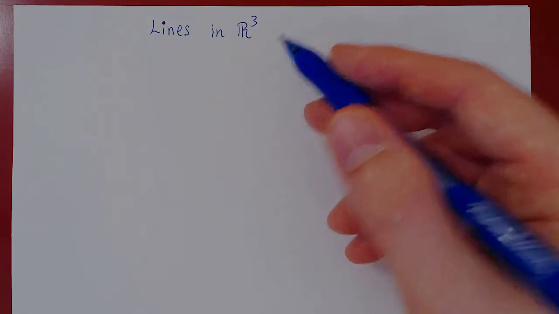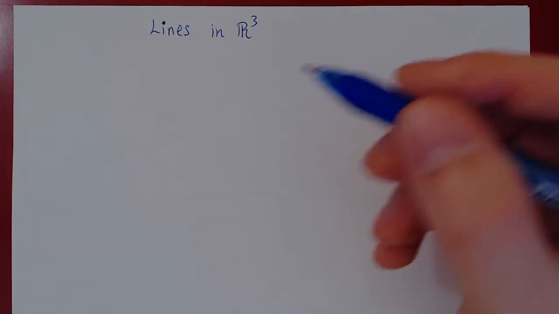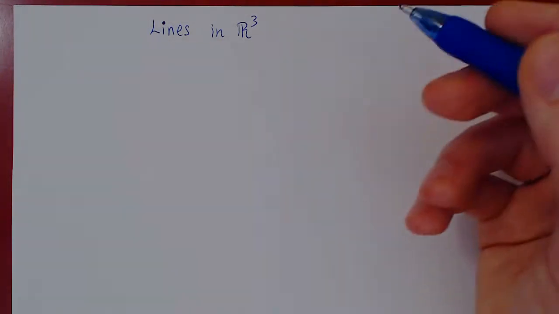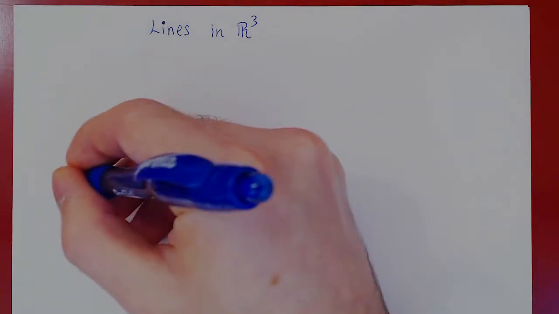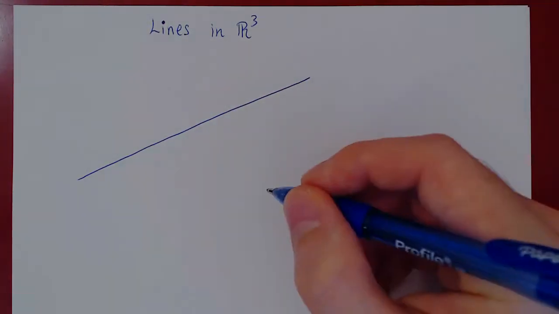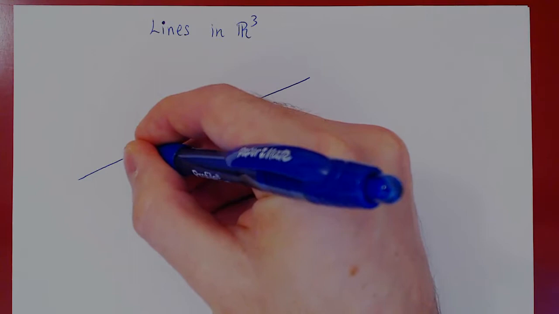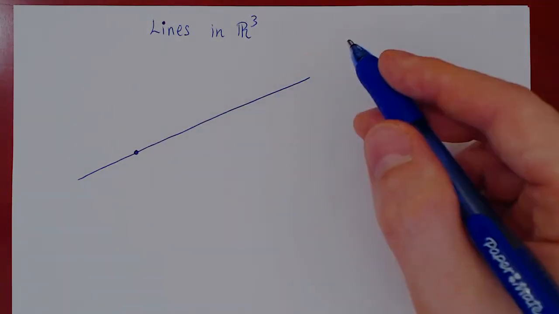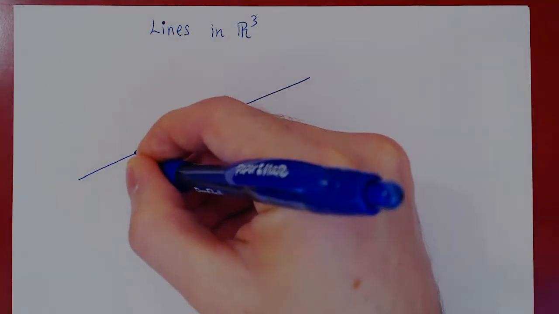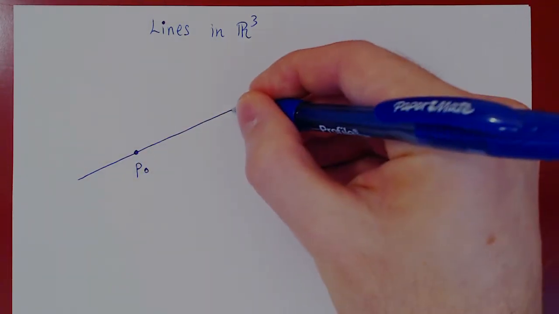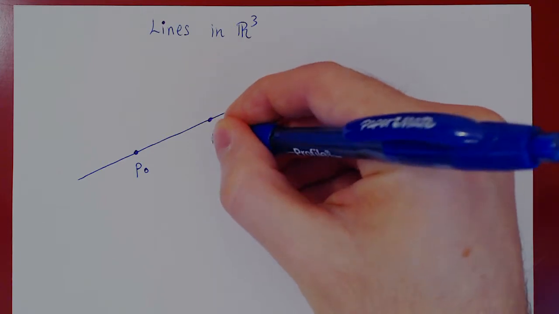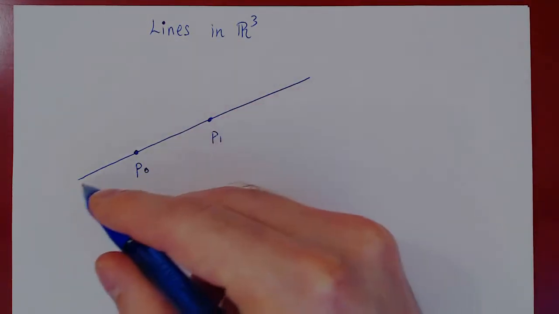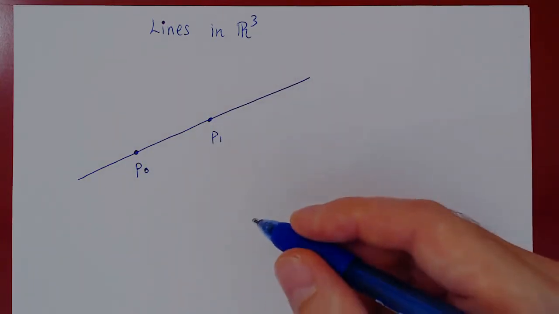Well, as you know, you only need 2 points. Take any 2 points in three-dimensional space, and you can pass through these 2 points a unique line. So let's visualize this. Imagine a line, and this line again doesn't have to be in the xy plane, it could be in 3 dimensions. And if you give me 2 points in space, let's say P0 and P1, I can pass a unique line through these 2 points.